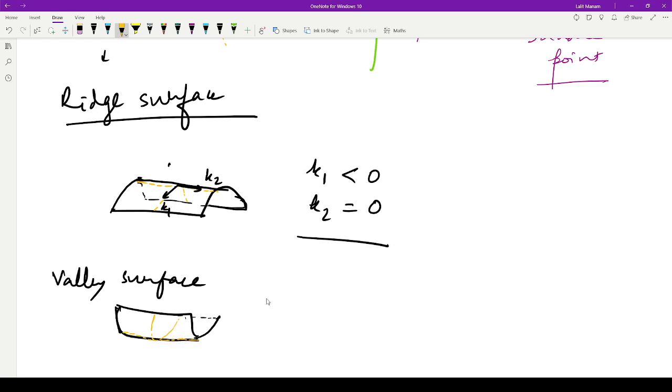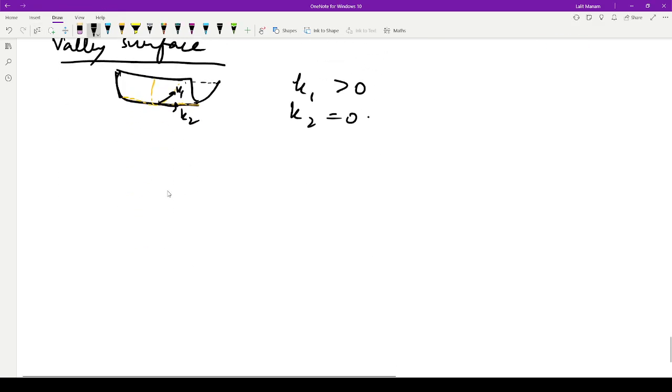So what do you think here? It could be the same, right? Just one opposite thing. If I say now that we keep the same convention, this is k1 and this is k2, and k1 is greater than 0, k2 is 0. k2 equal to zero. Okay, the last one is the pit surface. So go to that. How does a pit surface look like?